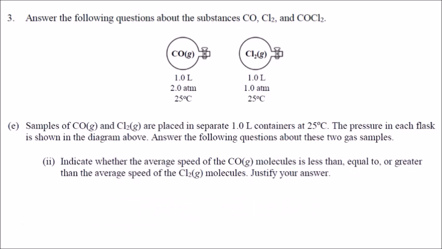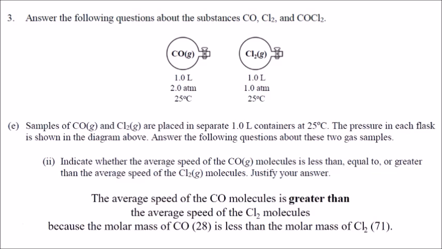Now what about the average speed? Well, it's a different story here because now we are looking at the molar mass of each gas and they are different. So because the average speed of the CO molecules is based on mass, it's going to be greater than the average speed of the chlorine molecules. The molar mass of carbon monoxide is 28, whereas the molar mass of chlorine is 71, so lighter particles travel faster on average than heavier particles.